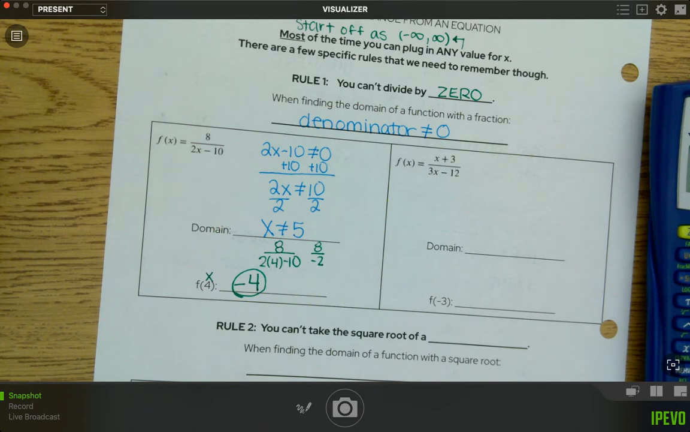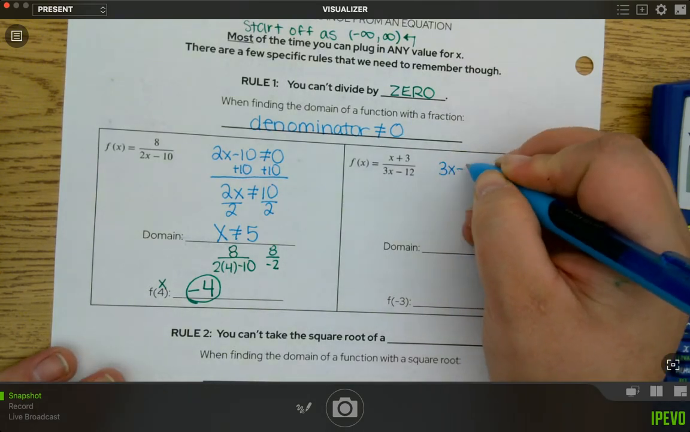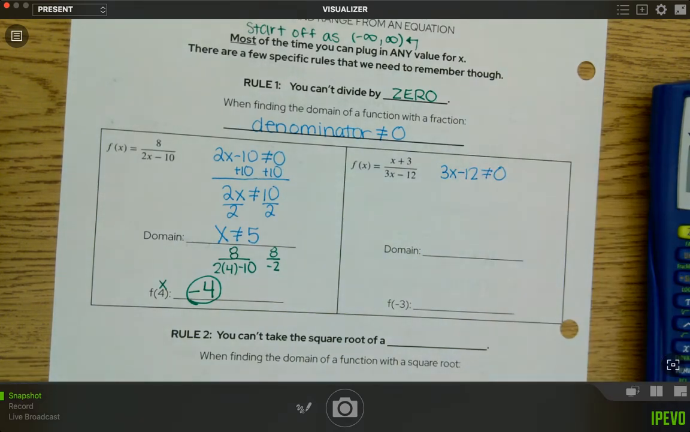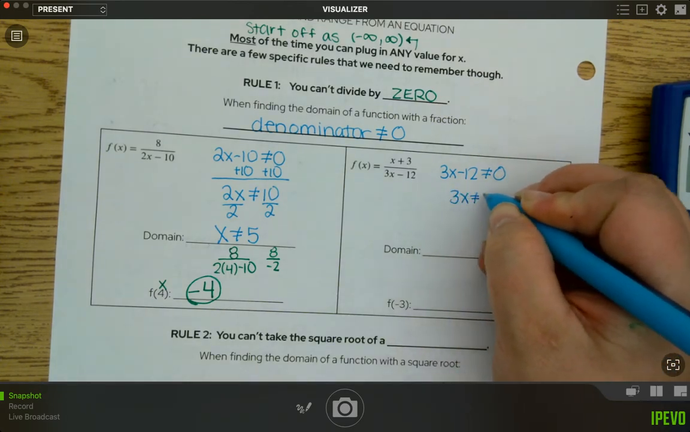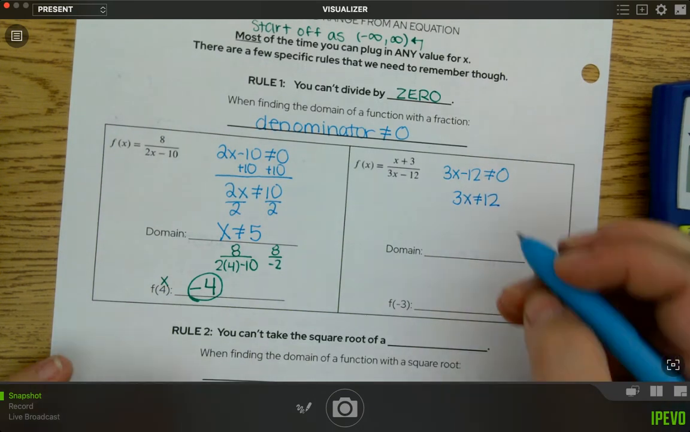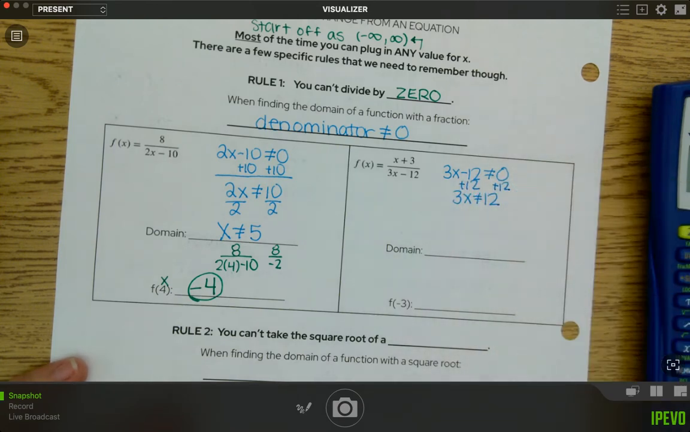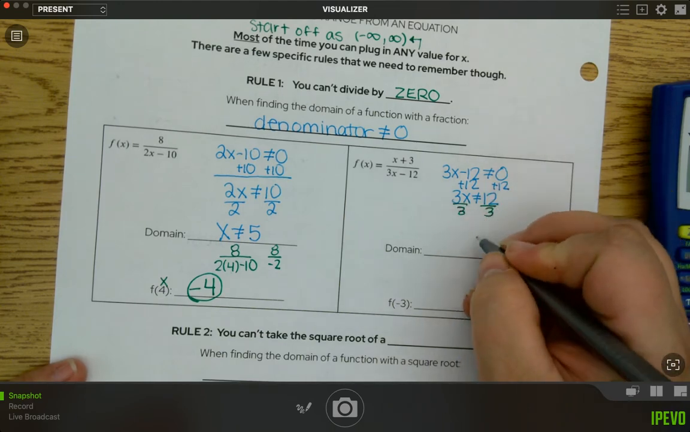Okay, same type of thing over here on the right, except the bottom part is 3x minus 12 this time. So 3x minus 12 is not allowed to equal 0. So we find out what would make it equal to 0, and we say x can't be that number. So I'm going to add the 12 to the other side. I guess I should write that for you. 0 plus 12 is 12. Then divide by 3 on both sides. And 12 divided by 3 is 4.